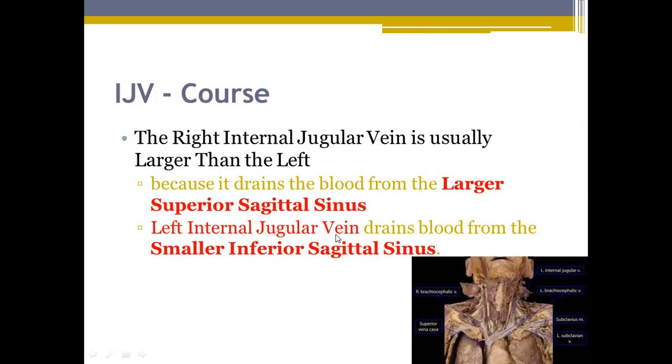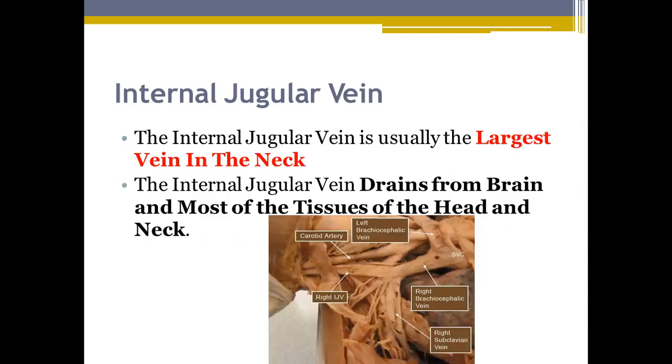Left internal jugular vein drains blood from the smaller inferior sagittal sinus. Okay, so this is also present within the falx cerebri. So within the dural fold, large superior sagittal sinus and smaller inferior sagittal sinus. Internal jugular vein is usually the largest vein in the neck. The internal jugular vein drains the brain and most of the tissues of the head and neck.